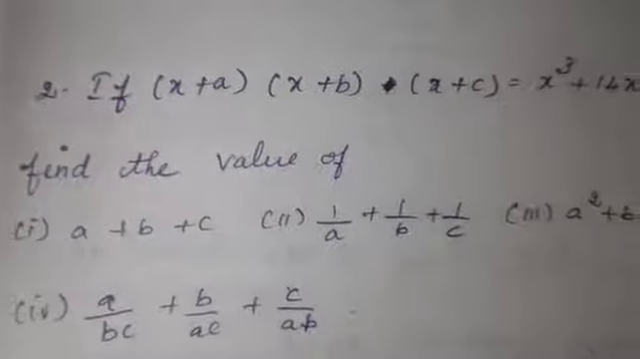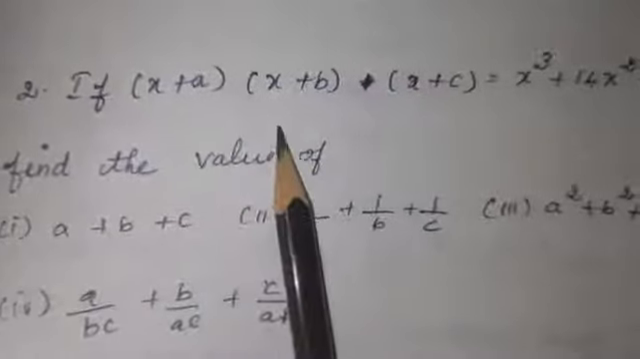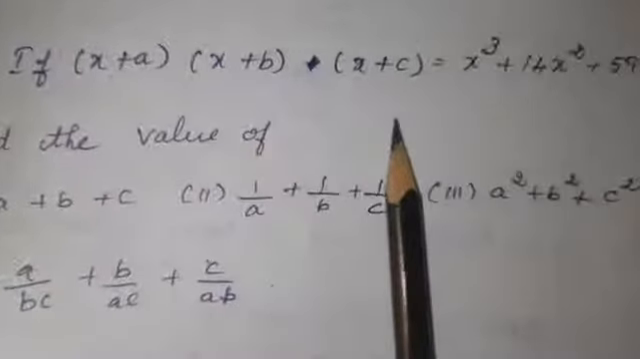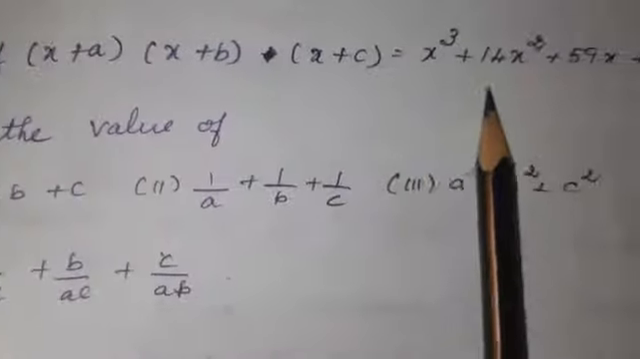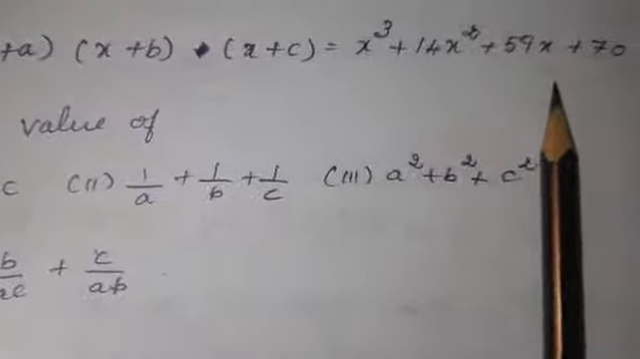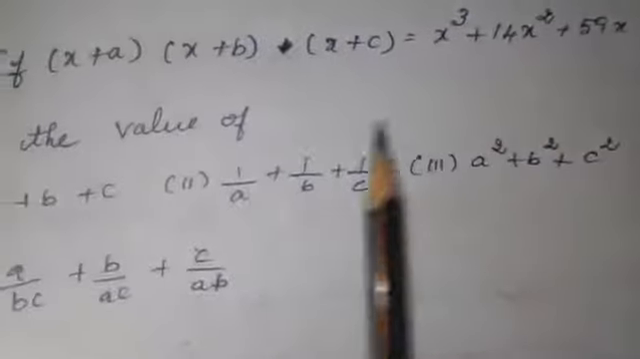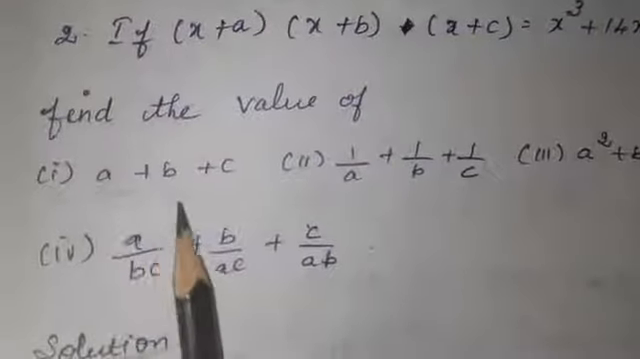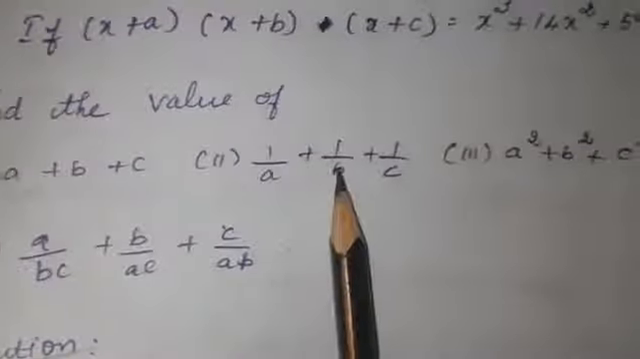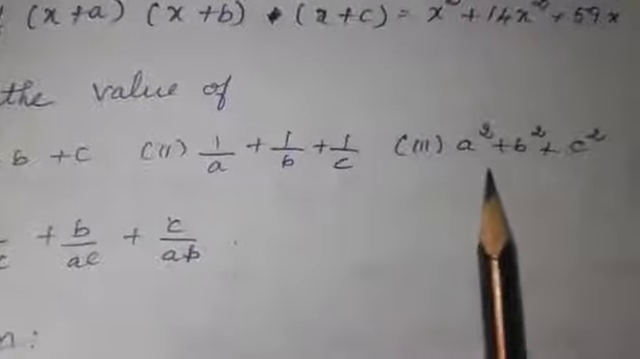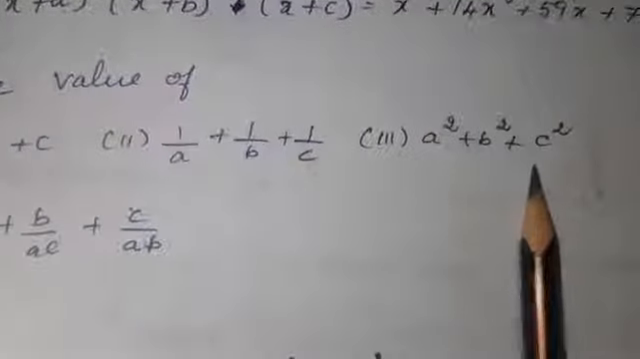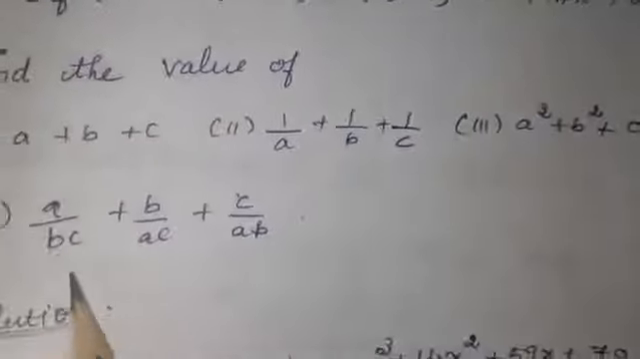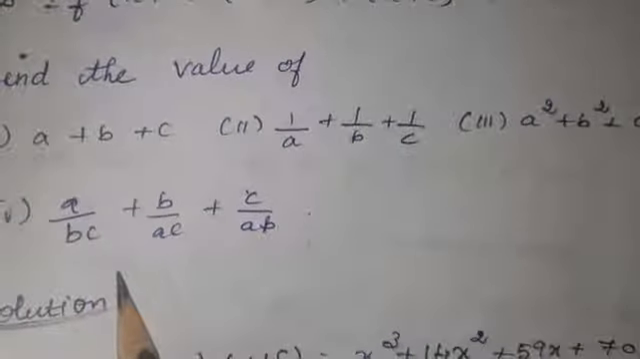Next method: if (x + a)(x + b)(x + c) is equal to x cube + 14x square + 59x + 70, find the values of these. Here they asked 4 questions. First, a + b + c. Second question is 1 by a + 1 by b + 1 by c. Third question, a square + b square + c square. Fourth question is a by bc + b by ac + c by ab.